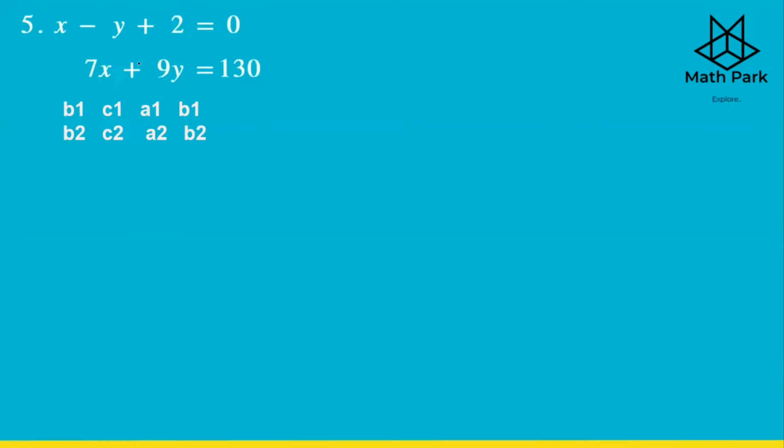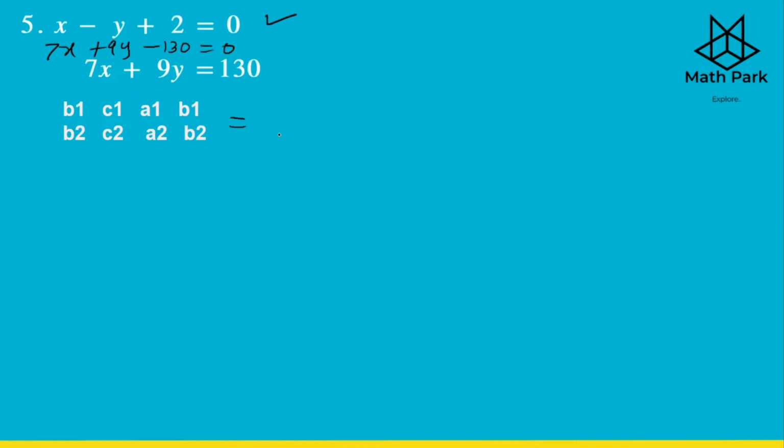Let's move on to question 7. This is in the form of ax plus by plus c is equal to 0. Let us write this: 7x plus 9y, this 130 goes here, it becomes minus 130 is equal to 0. Compare the coefficients b1, c1, a1, b1. Let us write it over there.